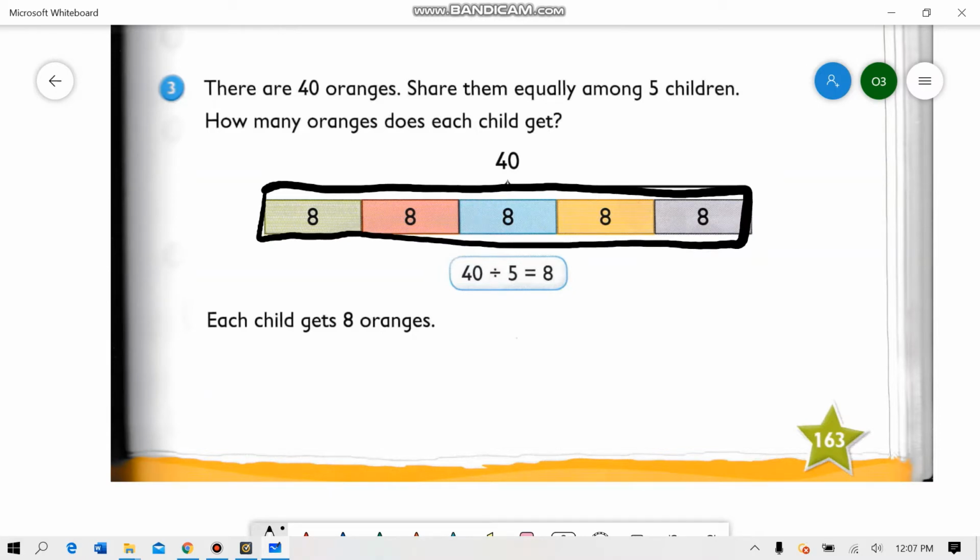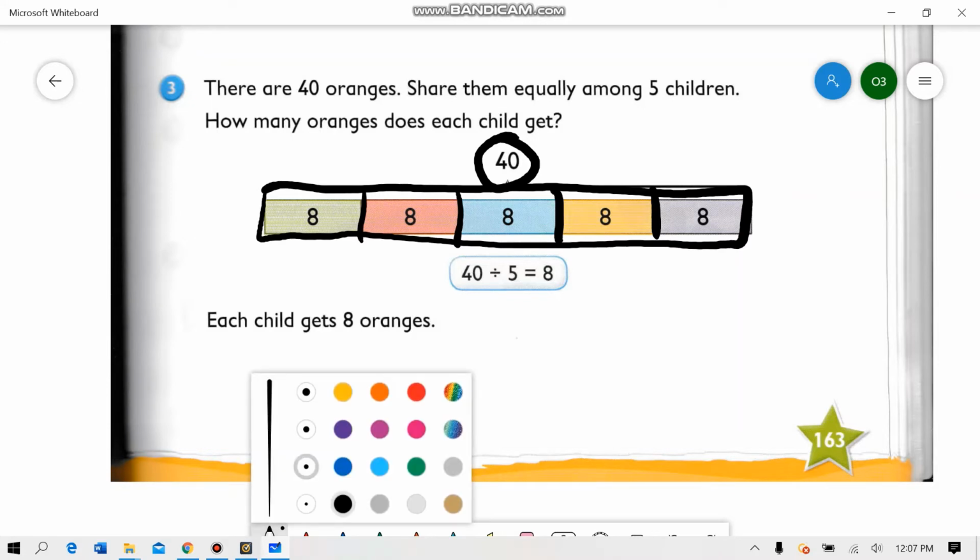So this model bar is divided into 5. These 5 parts represent the children. So there are 5 children. That's why it's divided into 5. Okay, 1, 2, 3, 4, 5. 40 means the number of oranges. Okay, so we're going to divide 40 by 5. So let's do it. So we're going to place oranges in each bar.